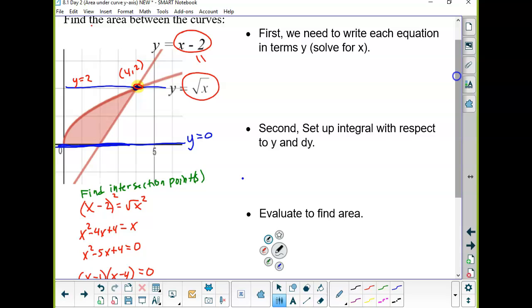But I have a small problem. My equations are written with x in them. I need to have both equations rewritten so then we are written in terms of y, which means we just need to solve for x, which we kind of can do in our head, right? If I add 2 over here, I'll get y plus 2, and I'm just going to call that x equals. And then the other one, we're just going to square both sides, so I'll get y squared and x equals. So now the equations are written in terms of y, which kind of has that horizontal thinking.